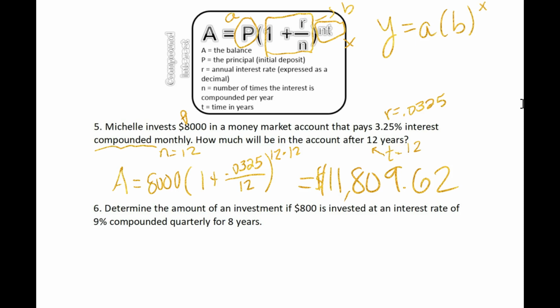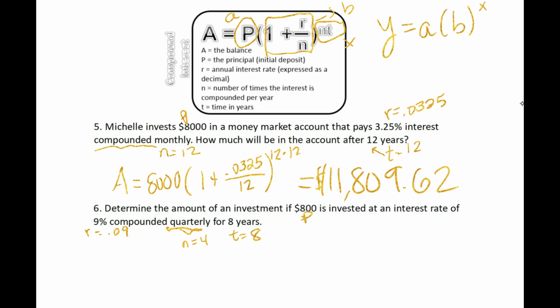All right, great. So determine the amount of an investment of $800. If $800 is invested at an interest rate of 9% compounded quarterly for 8 years. So this is my P, my principal. Interest rate, this is my R. R would be 0.09. Quarterly: how many quarters are in a year? Quarterly means 4. So N would be 4 and T would be 8.